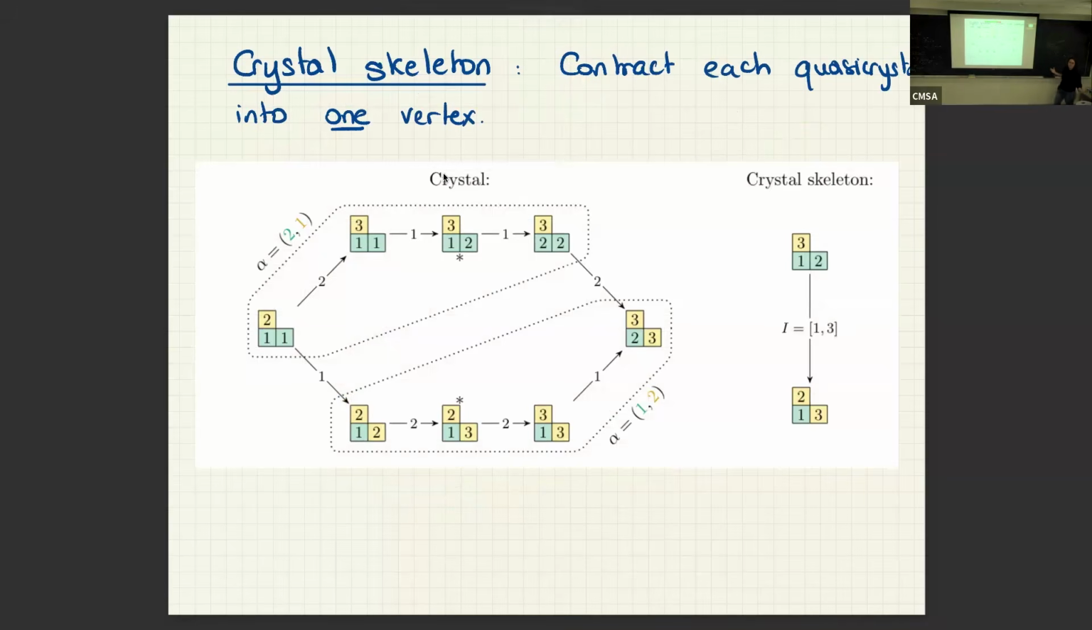Okay, so what's a crystal skeleton? You take each quasi-crystal and you just smash it together. So this induced subgraph, I just smash it into one vertex, and then I keep the edges between each quasi-crystal. So I have my crystal here that has 8 tableaux. I smash them into 2 quasi-crystals, and then my crystal skeleton is just these 2 vertices with just 1 arrow between them.